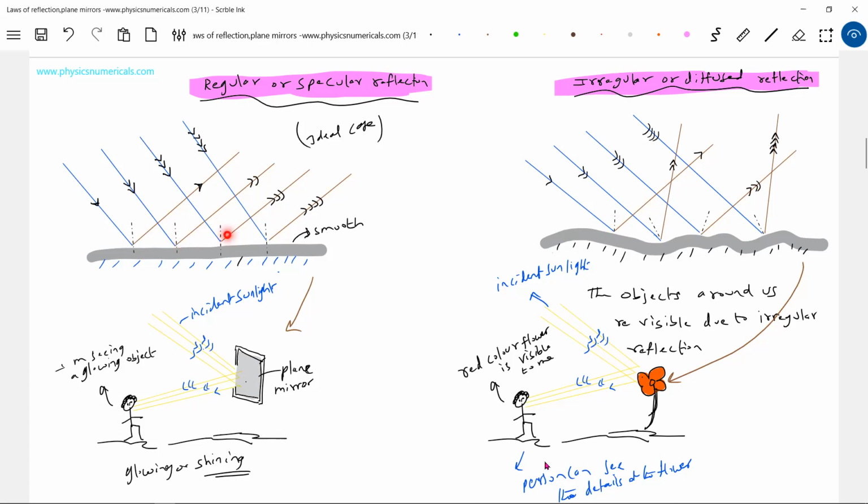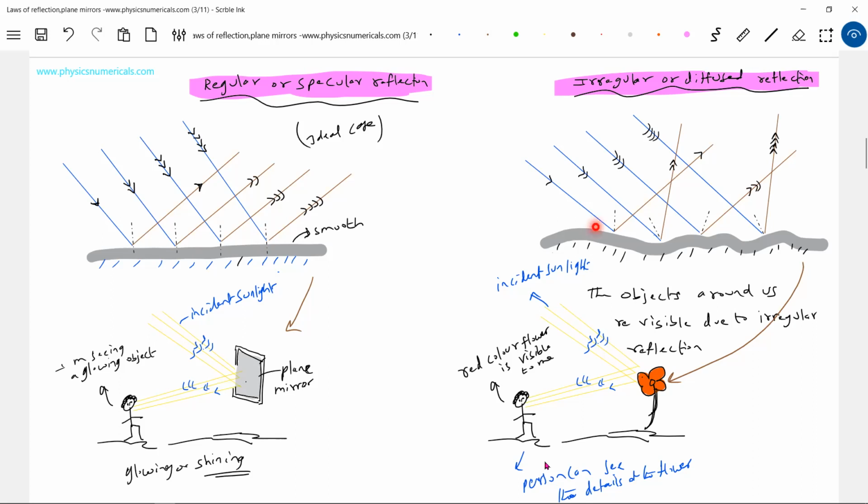Okay, the normal I made is oriented vertical. As this is rough, the normal at different places will be oriented in different directions. So the angle of incidence will be different, and because of this, irregular reflection occurs, and the reflected rays will not be a parallel beam. That's why we are able to notice the different parts of a body. Whereas here, the reflected ray will also be parallel. That's why we are unable to notice the details of the reflecting surface.